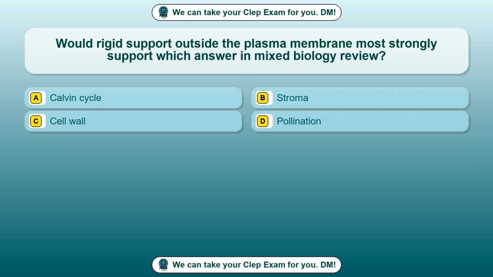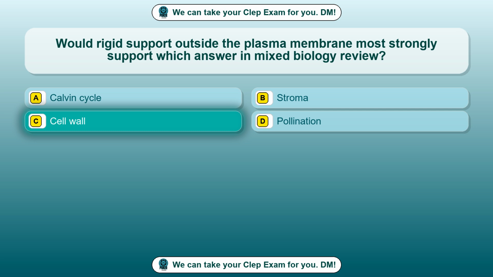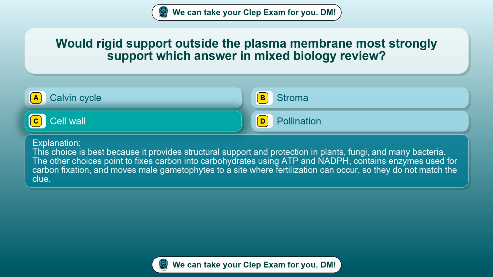Question 40. Would rigid support outside the plasma membrane most strongly support which answer in mixed biology review? Option A, Calvin cycle. Option B, stroma. Option C, cell wall. Option D, pollination. The correct answer is option C, cell wall. This choice is best because it provides structural support and protection in plants, fungi, and many bacteria. The other choices point to fixes carbon into carbohydrates using ADP and NADP, contains enzymes used for carbon fixation, and moves male gametophytes to a site where fertilization can occur, so they do not match the clue.